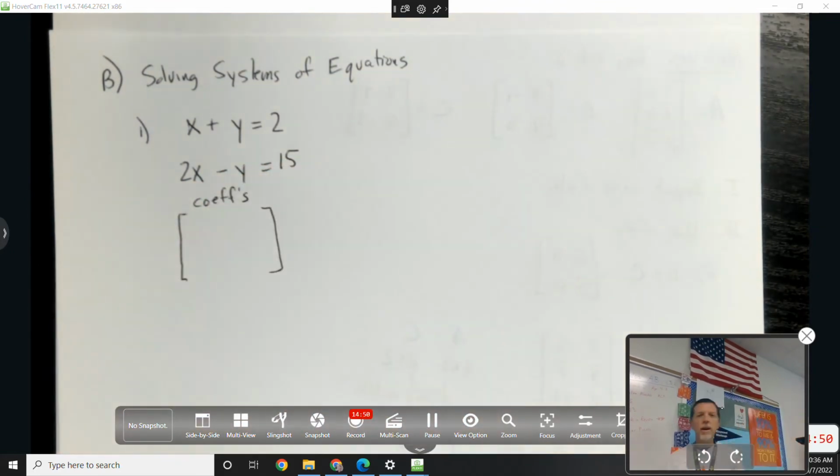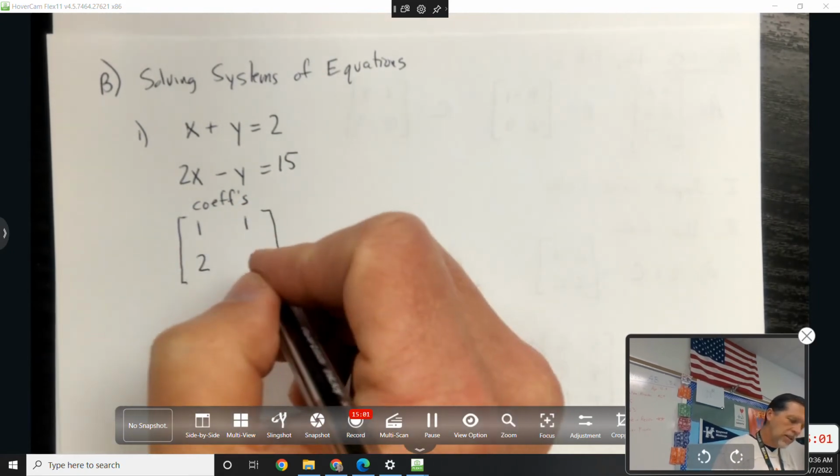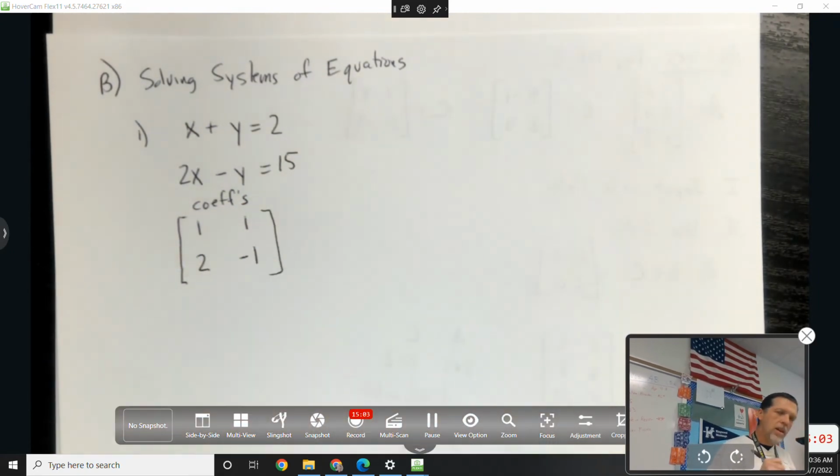First, we get a matrix of the coefficients. So you're just going to pick off the coefficients and put them there in order. So not the x and the y, just the numbers that are in front of the x's and the y's. And be careful with the negative. Make sure you include the negative. That second y has a coefficient of -1.